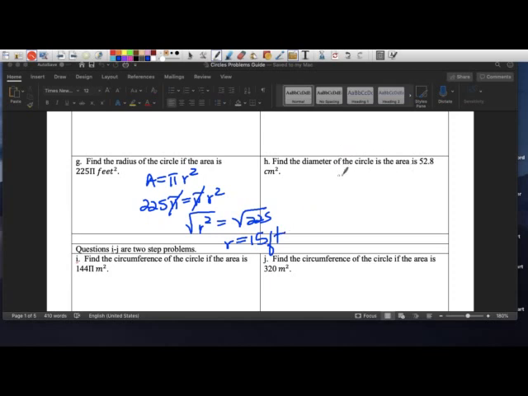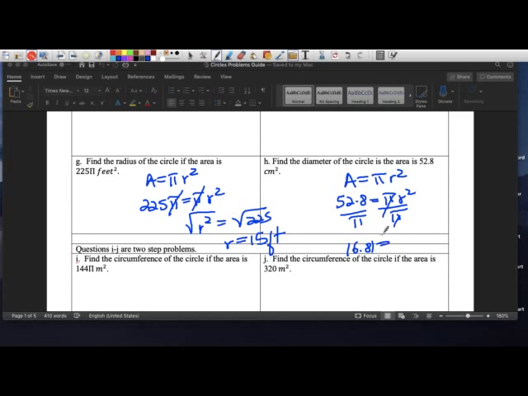This one's the same thing, except that we want the diameter. So once we find the radius, we just multiply by 2. We're given that the area is 52.8, so 52.8 equals pi r squared. Let's divide both sides by pi in this case, so that goes away. And 52.8 divided by pi equals 16.8, rounded. Okay, I'm going to round. I shouldn't round right now.